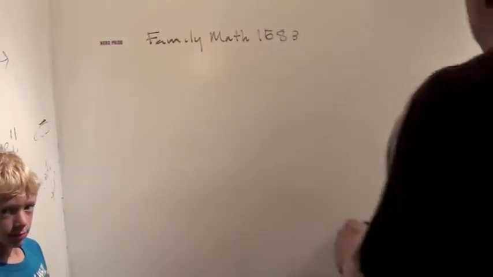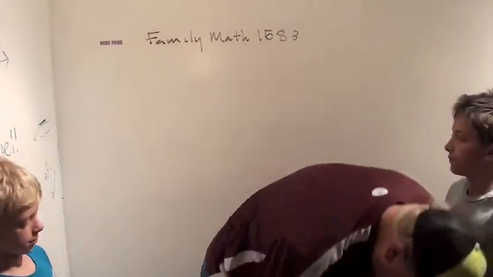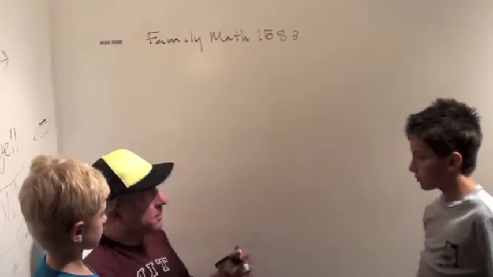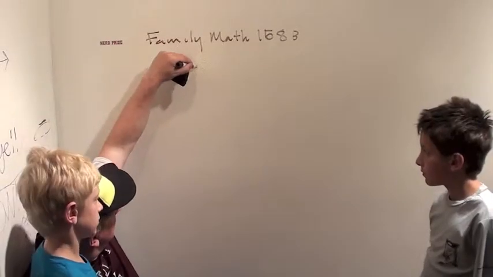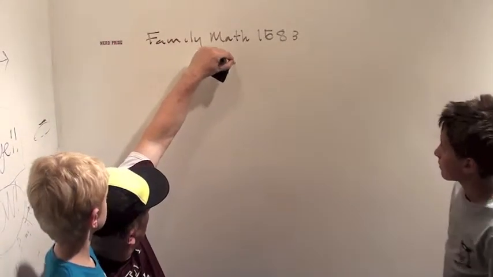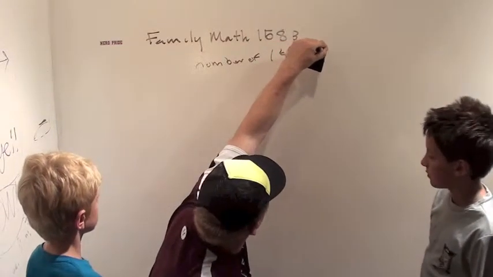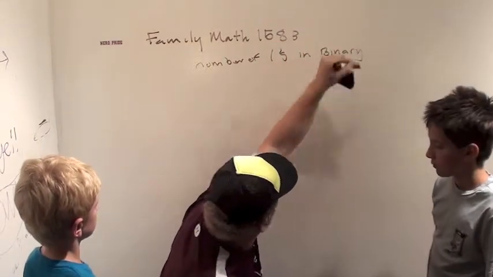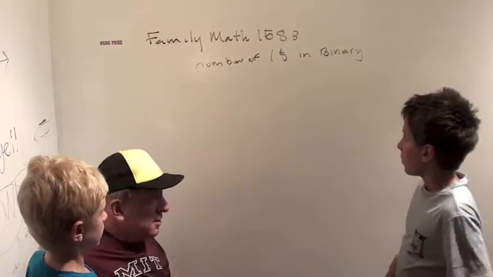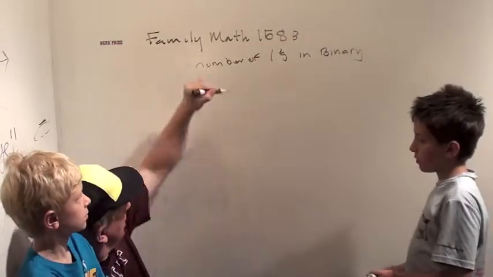Okay, so we're back for FamilyMath158b, where we're going to try to count the cases with the number of ones in binary. Okay, and what's the first case you'd like to consider? Well, 1, 1. Okay, 1, 1.